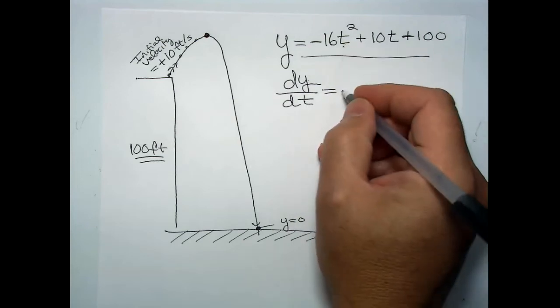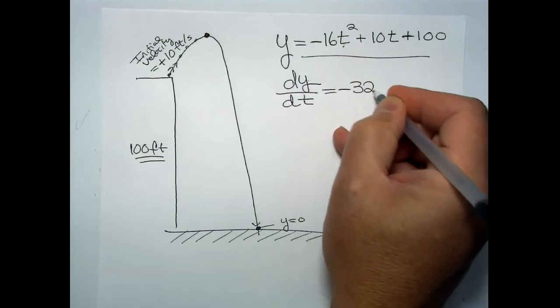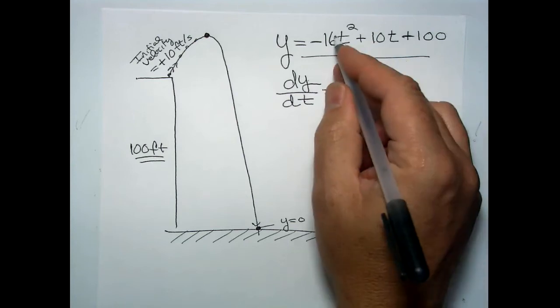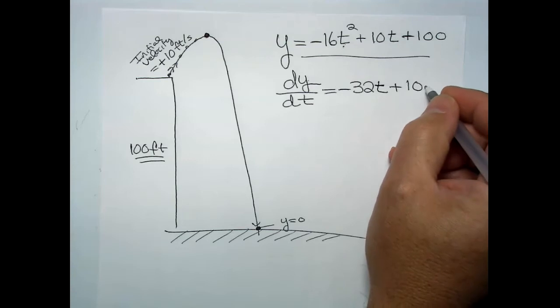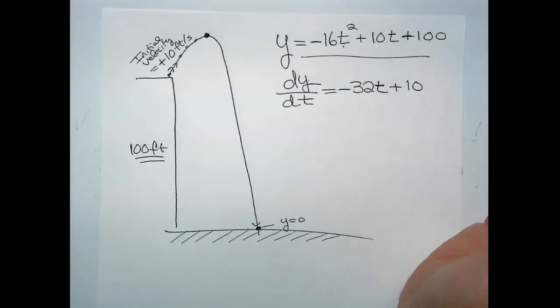Well, let's take the derivative. Minus 32t, because you deduct 1 from the exponent. The 10 is a constant multiple. It's along for the ride. The derivative of t is 1. The derivative of 100 is 0. So I have my first derivative.